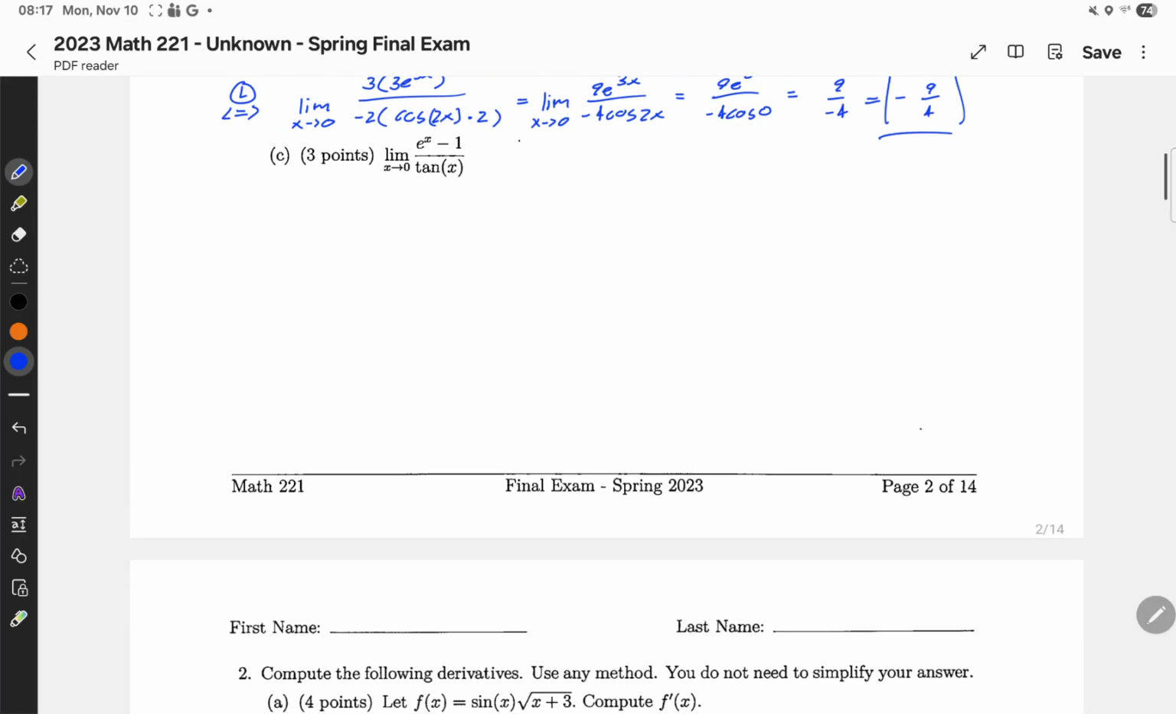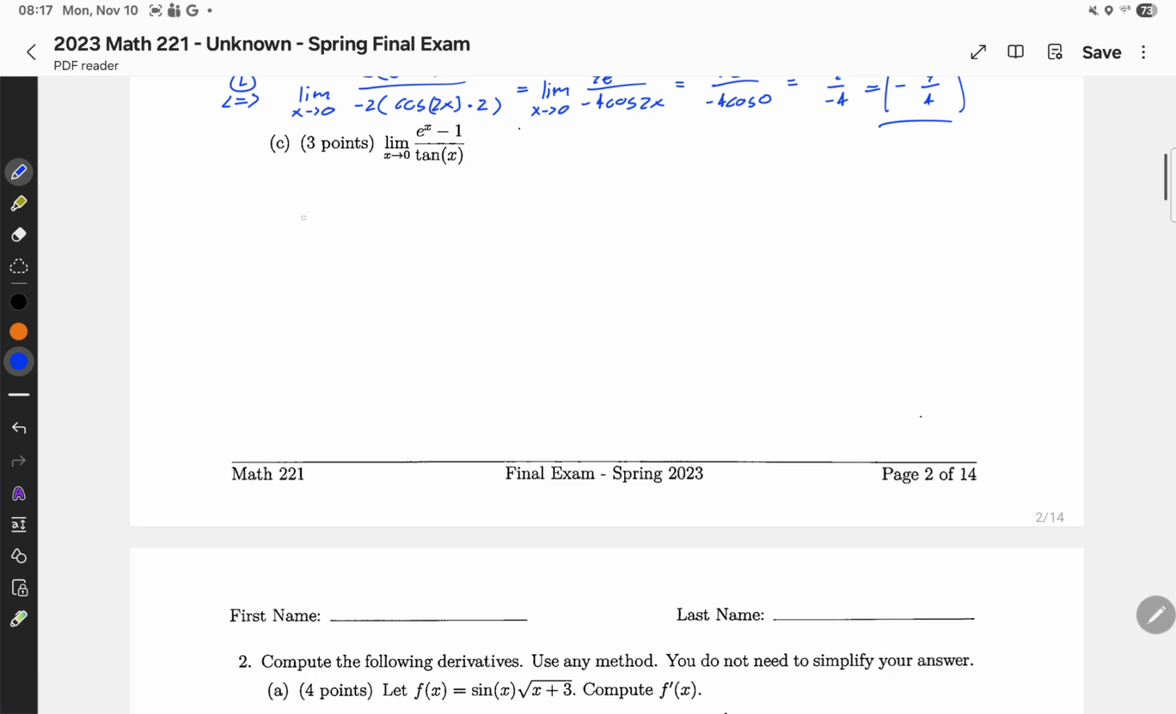Moving on to part C now. Oh, there goes my pen. We have the limit as x approaches 0 of e to the x minus 1 all over tan x. First thing, let's go ahead and plug in 0, see what happens. So we're going to get e to the 0 minus 1 over tan 0. E to the 0 is just 1, so this is 1 minus 1 up on the top.